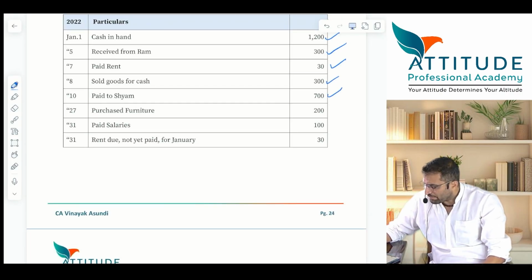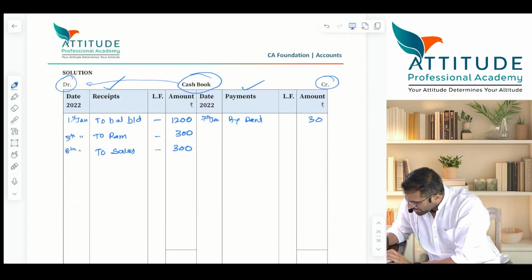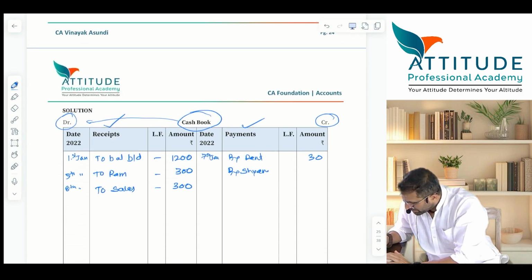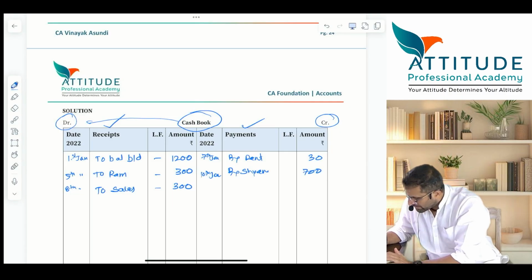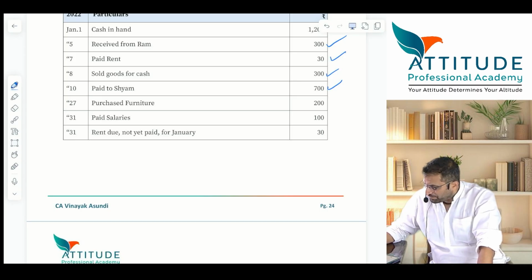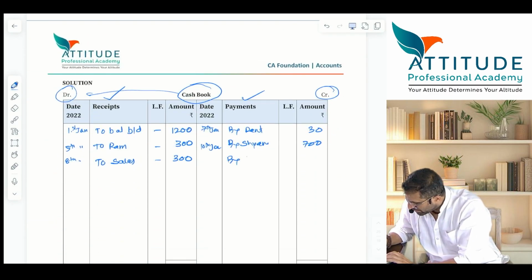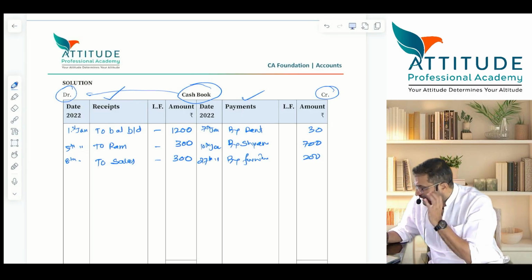Paid to Sham. Entry. Very good. Sham account debit to cash. So by Sham. Date. Amount kitna hai? 700. 10th. Okay. 10th Jan. 700. Is that clear? Next. Purchased furniture. Correct? By furniture. Amount is 200. Date is 27th Jan. Is that clear?